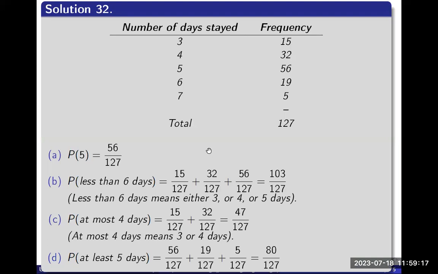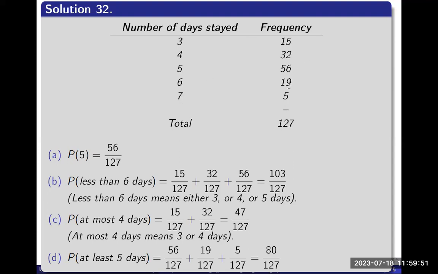So the first one is the easiest. Exactly 5 days will be 56 out of 127. They stayed less than 6 days will be those who stayed for 3 days, that's 15 over this, 4 days, and then 5 days. So you add them up and you get that. They stayed for at most 4 days. So 4 or less. So 4 and 3 days. That gives you that. And then at least 5 days. So 5 or more. So 5 days, 6, and 7 days.